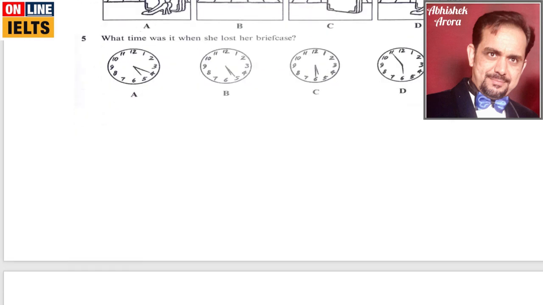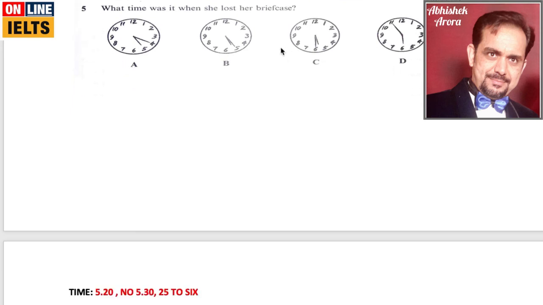Okay, and then next about the time. What time was it when she lost her briefcase? So it was 5:20. First she said 5:20, then she says, oh no, I would say it was 5:30.